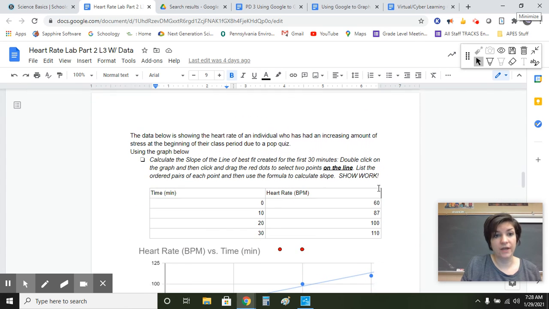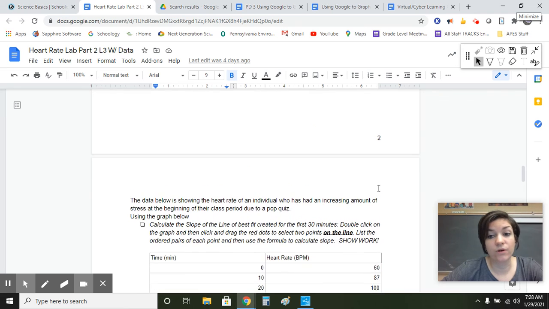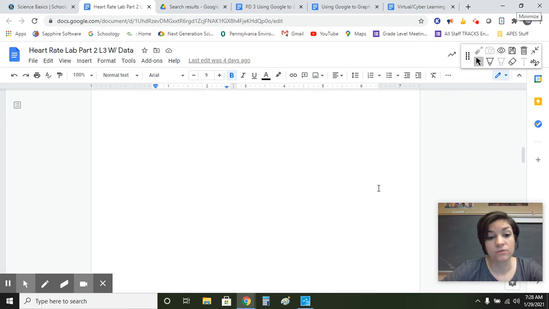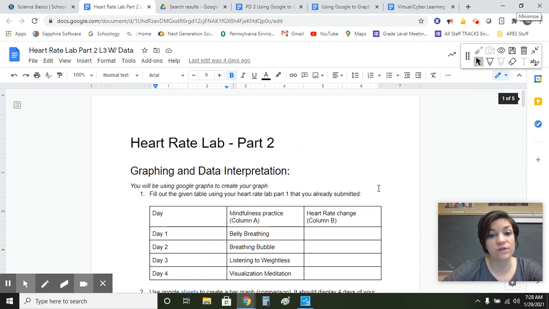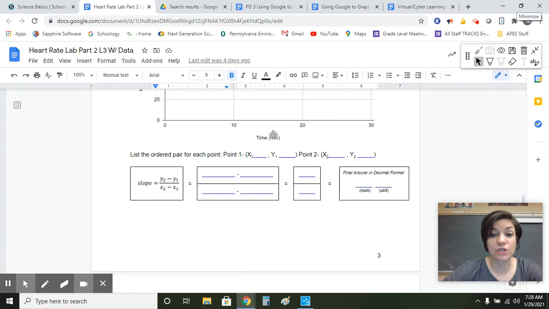And then you have down here, which I will go over with you when we're in class. So get this first part done, and then we'll talk about this bottom part, which has to do with slope.